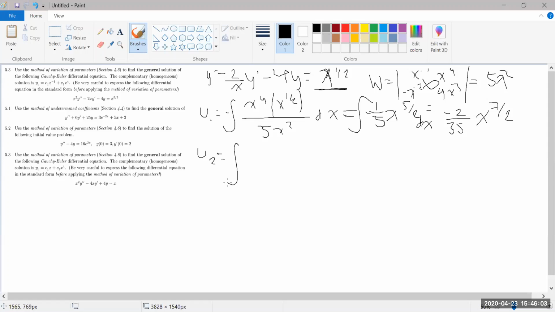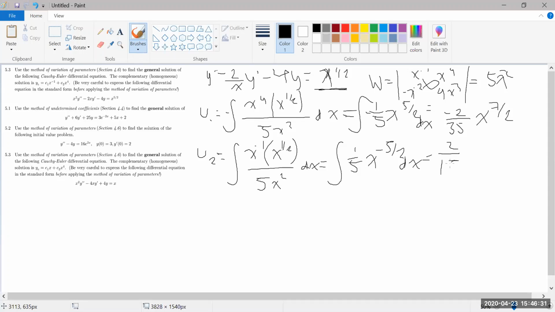Okay, so now we can start on our u2, which is pretty much the same thing without the negative sign. So our y1, which is our x to the -1, times our function here, x to the 1/2, divided by 5x squared dx. This then simplifies down to 1/5 times x to the -5/2. And when you integrate, you should get 2 over 15 x to the -3 over 2.